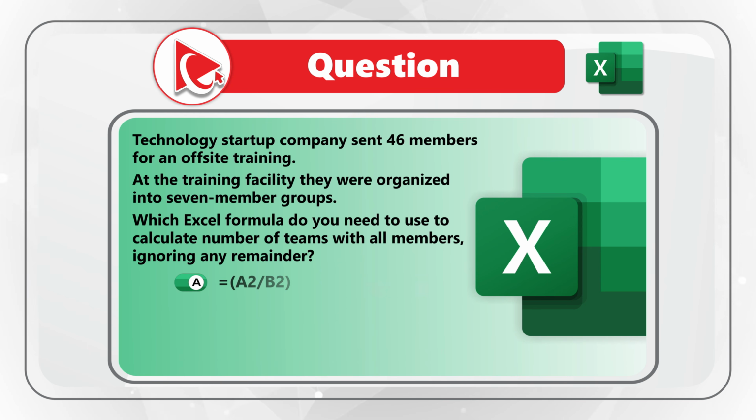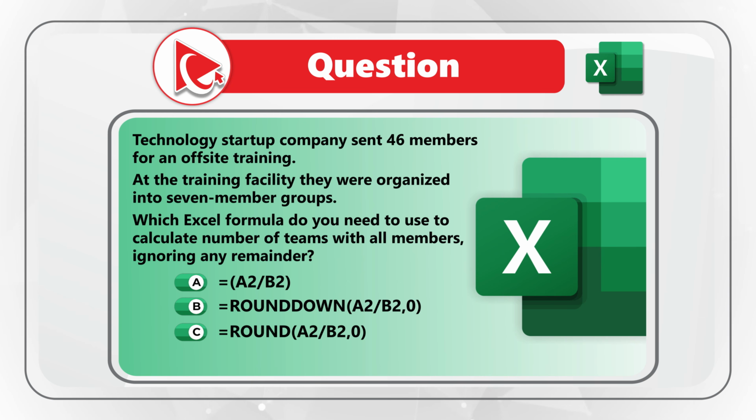Choice A, divide cell A2 by B2. Choice B, you use ROUNDDOWN formula and supply A2 divided by B2 as a first argument, and as a second argument you supply 0. Choice C, you use ROUND formula and then supply A2 divided by B2, and second argument you supply as 0. And last but not least, you use ROUNDUP formula, and then in parentheses you supply division of A2 by B2 and second argument as 0. Take a close look to see if you can come up with the answer.